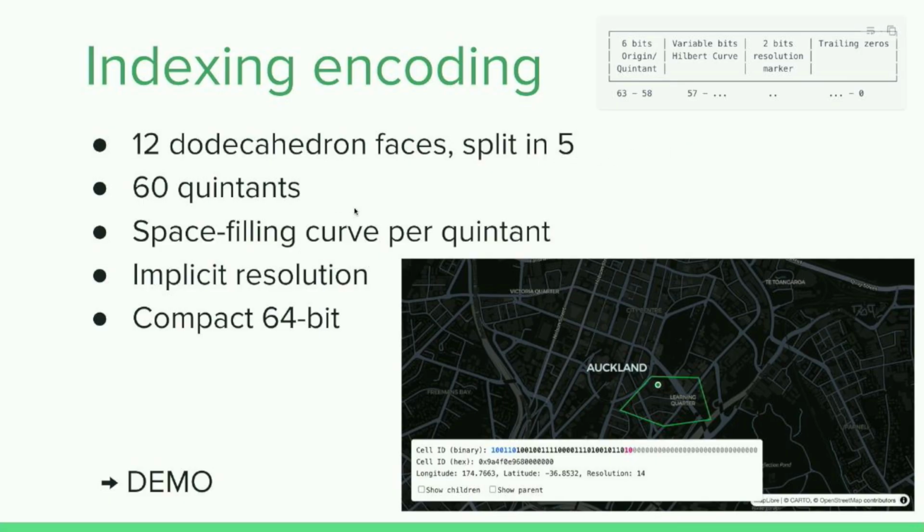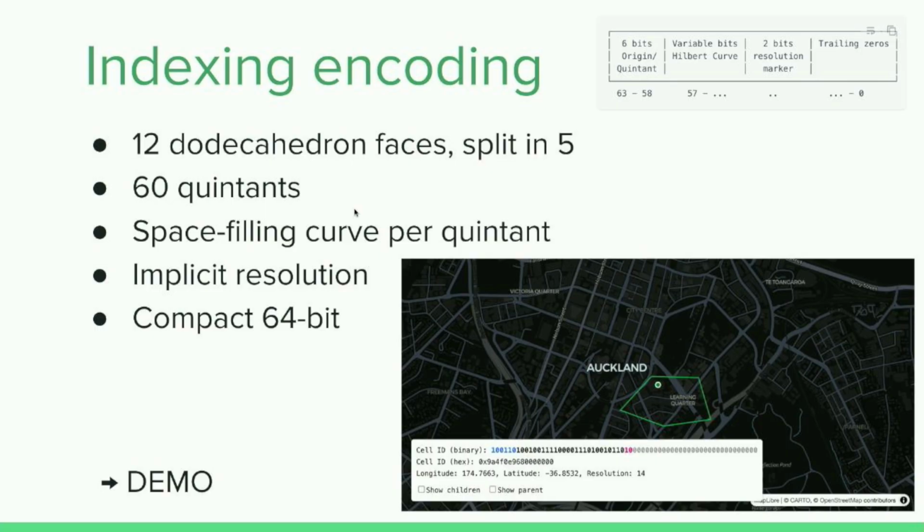So the way you construct one of these indices is, it's easier to think of this as an expanded 64-bit number. That's this value that I have here. The first 6 bits represent which of the quintants, I call them. Each of the dodecahedron faces is split into 5, which gives you 12 times 5, so 60 of these. Those first bits just tell you which of those cells you're in.